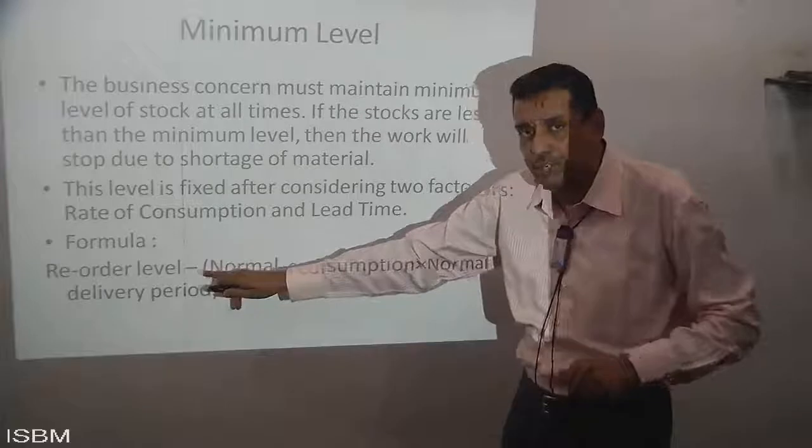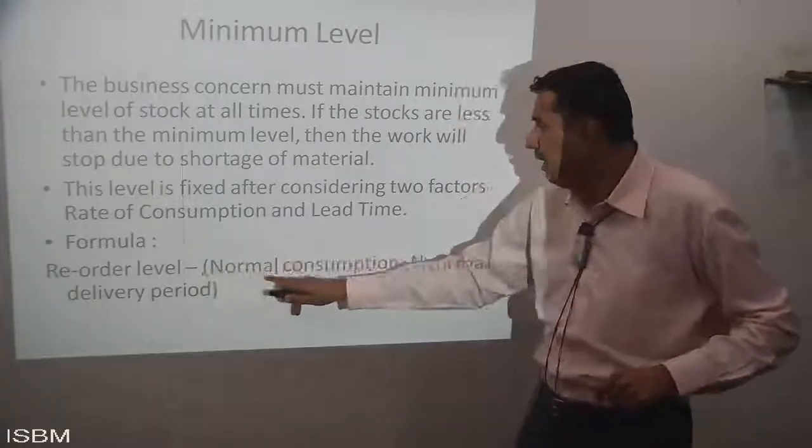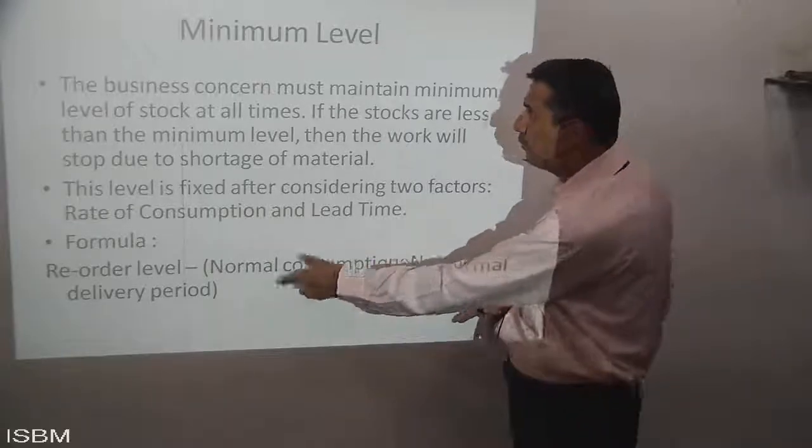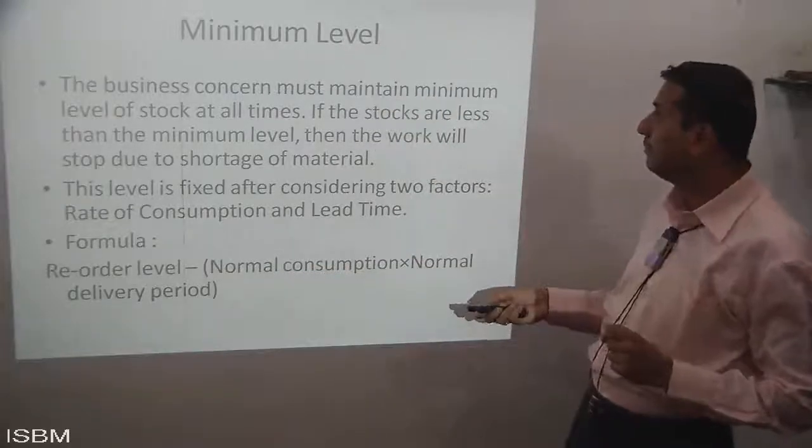So the formula is: reorder level, we will come to know what reorder level is, minus normal consumption into normal delivery period. This is the formula used for calculating the minimum level.